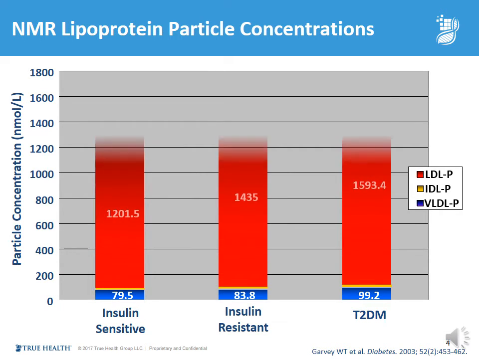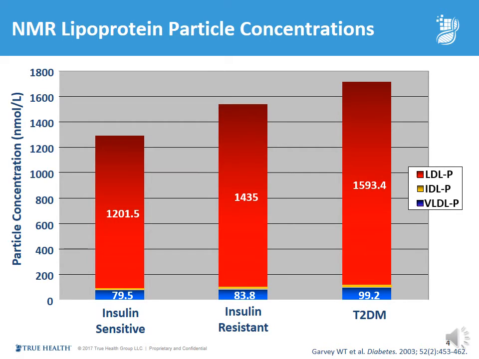However, let's look at LDL particle concentrations. So you can see of all the ApoB-containing particles, the overwhelming vast majority are LDL particles. And yes, LDLP is higher in insulin-resistant states than insulin-sensitive states, and even higher in frank type 2 diabetics, but it's not tremendously different. So again, the point is ApoB is really an LDL particle count.